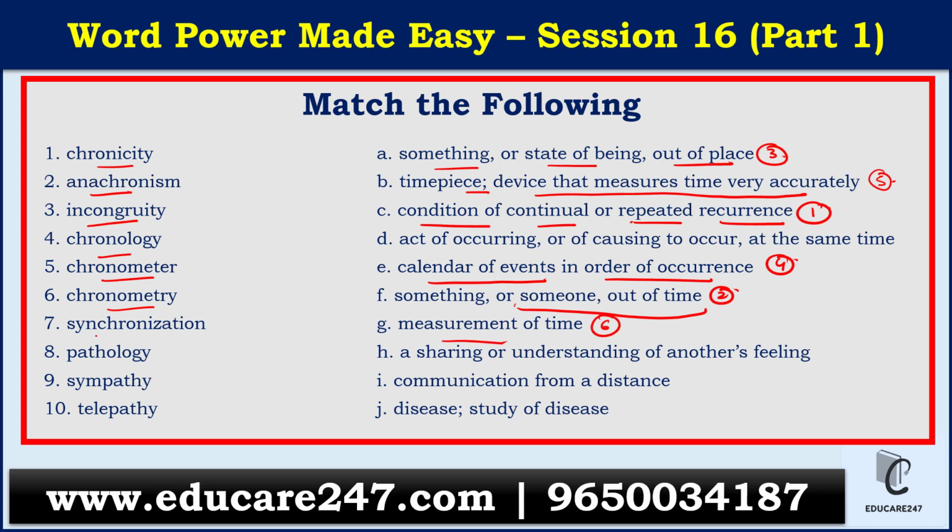Next we have is synchronization. So synchronization was basically having two processes together at same time. So it's act of occurring or causing at same time. So this is synchronization 7. Next, pathology. Disease or study of diseases would be termed as pathology. Next, sympathy, feeling of pity or sharing or understanding others' feelings would be termed as sympathy.